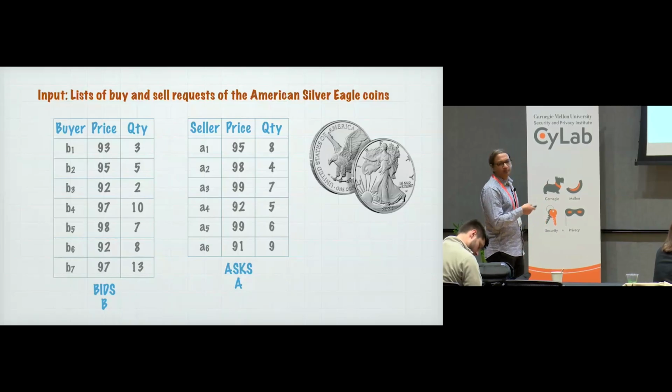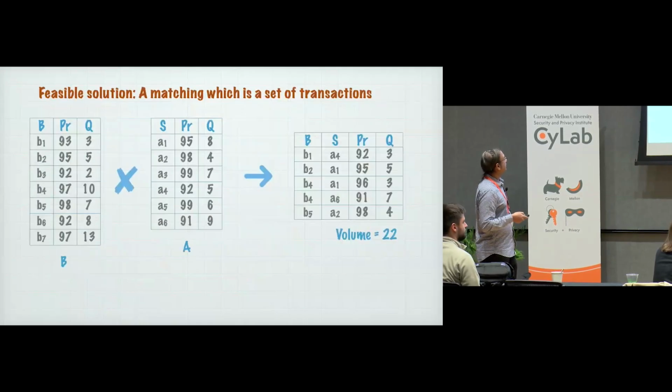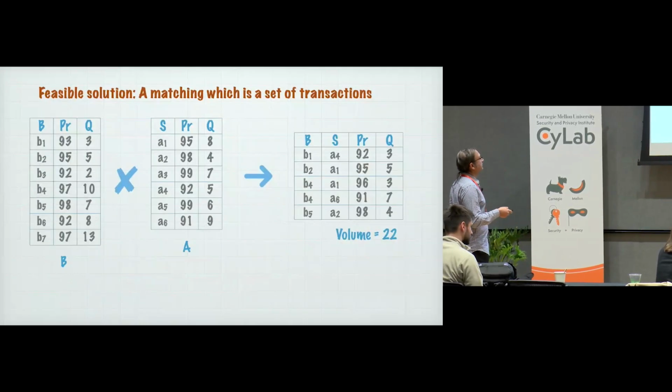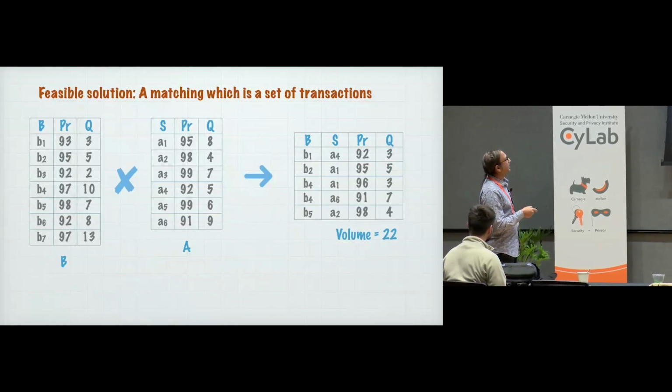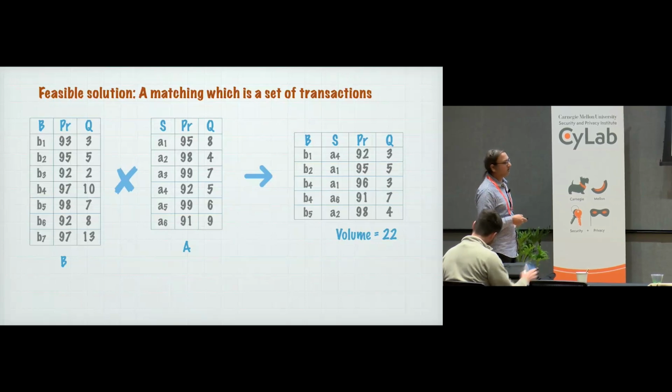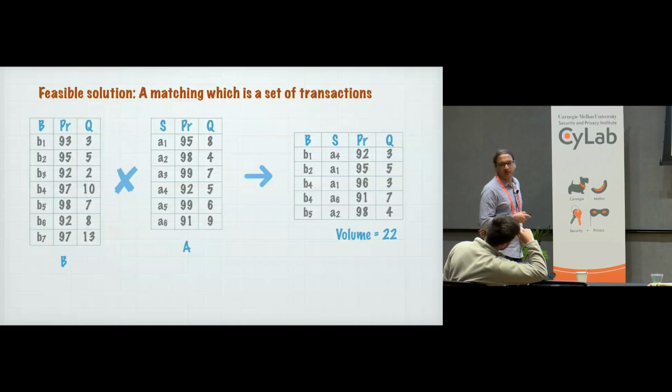You then try to match the buyers and sellers. So what would be a feasible solution? If you run the shop, a feasible solution will look something like this. So these were the original lists. You will create transactions. So matching is a list of transactions. So bid one, ask four. So buyer one, you go and buy 3 units from seller 4 and pay $92 for each coin you buy.